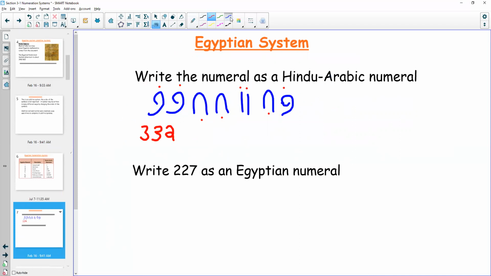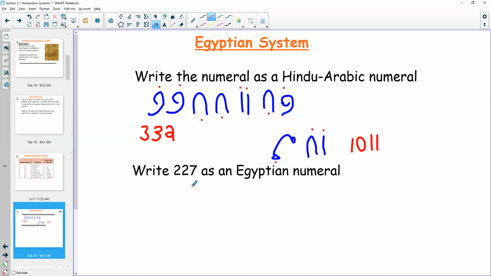Let's try another one. Let me draw a different picture. That's a flower. Okay. So now take a second, go back, and decide what this stands for. All right, well, I know the flower is worth 1,000. There's no scrolls in here, so I'm going to have no hundreds. The heel bone is worth 10, and I have one of those. And I have one staff, so that's 1,011.